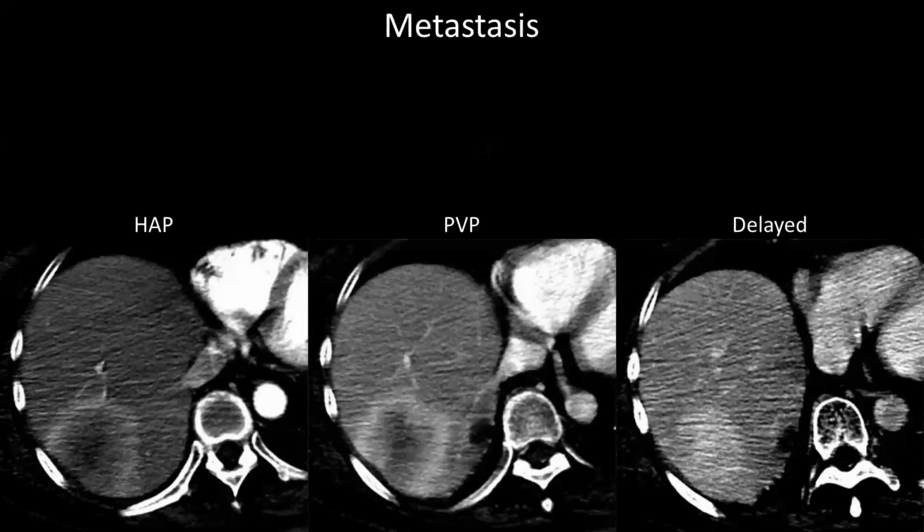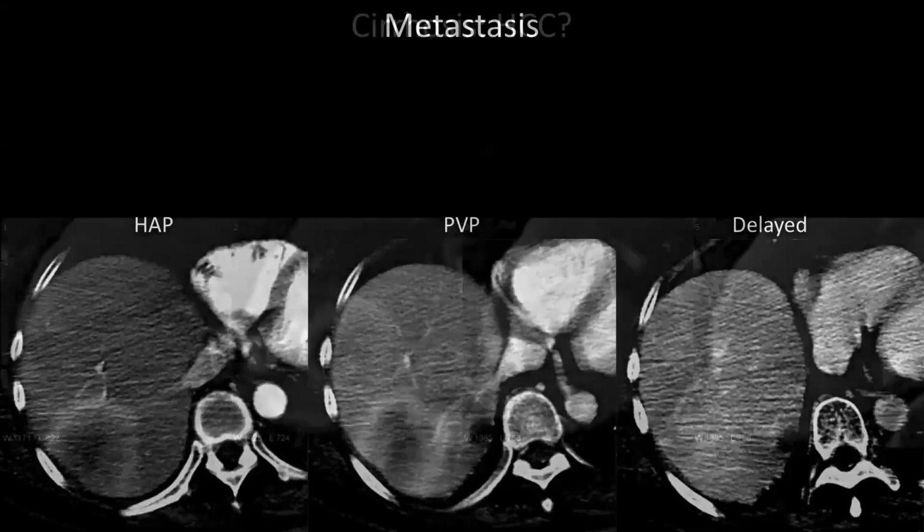So whenever I see a lesion like this, I mentally look at the area of rim enhancement and superimpose it on the delayed image. If the area of rim enhancement corresponds to the area of sustained enhancement, then I'll call it a hemangioma. But if the rim enhancement is bigger than the area of sustained enhancement, then I'll call it a metastasis.